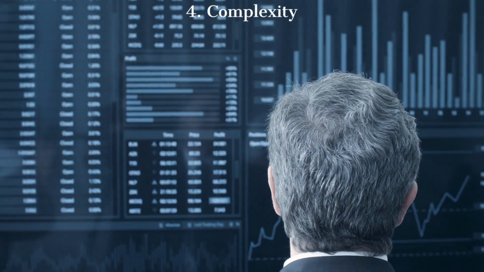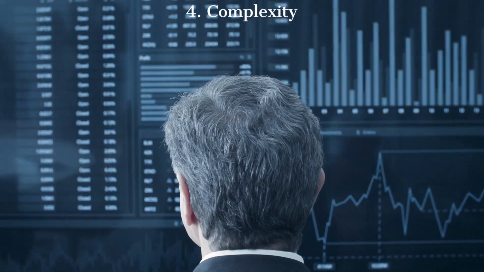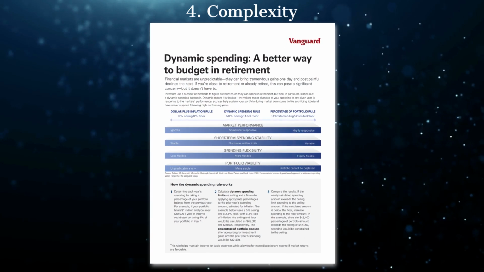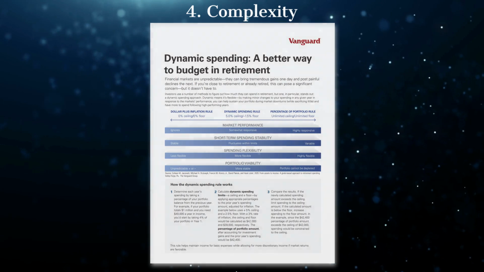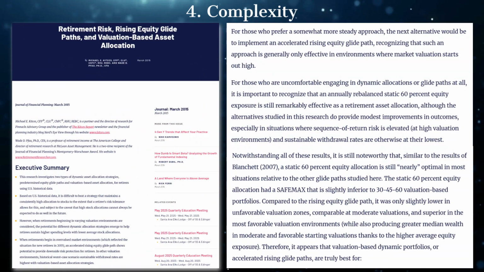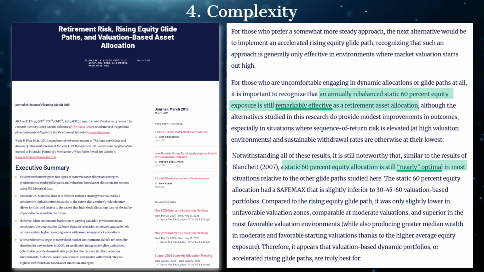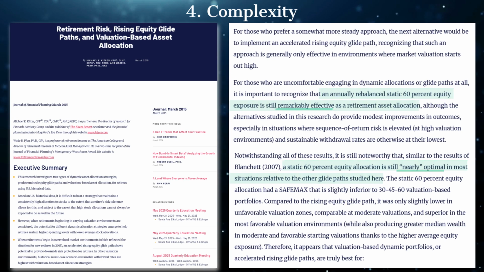Fourth, while the Rising Equity Glide Path does require more active management, it's arguably no more complex than adopting a dynamic withdrawal strategy, like the Vanguard Dynamic Spending Rule. Interestingly, Pfau and Kitces acknowledged that the simple 60-40 portfolio is remarkably effective. In fact, they described it as nearly optimal, in most situations, even compared to the glide paths they analyzed.